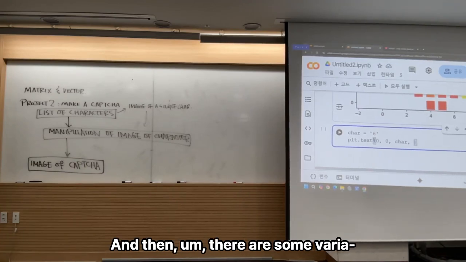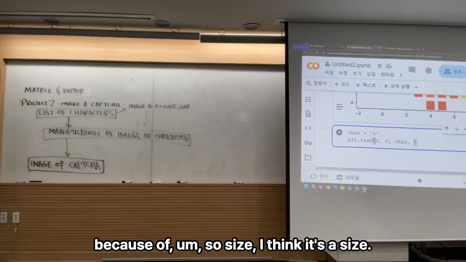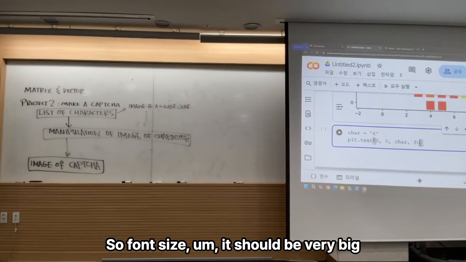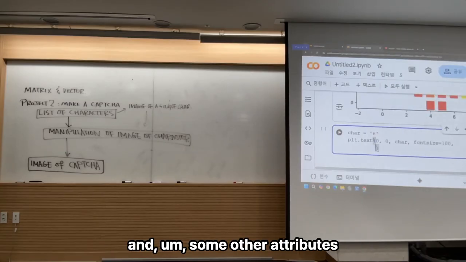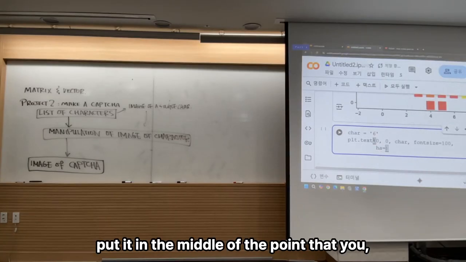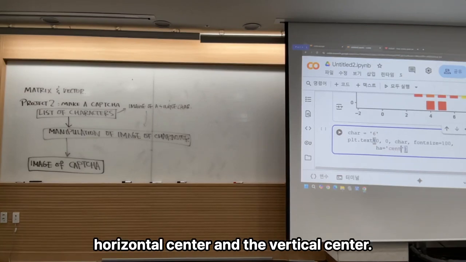And then there are some attributes you want to put in, so size. I think it's just size. Font size, sorry. So font size. It should be very big. And some other attribute is that you want to put your string or character in the middle of the point designated here, the 0,0. So you want the horizontal center and the vertical center.